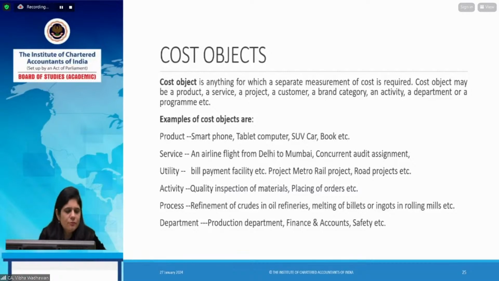Coming to cost objects. After cost objects, we'll take a 5-7 minute break, and then we will resume. So after cost objects, we'll take a break.